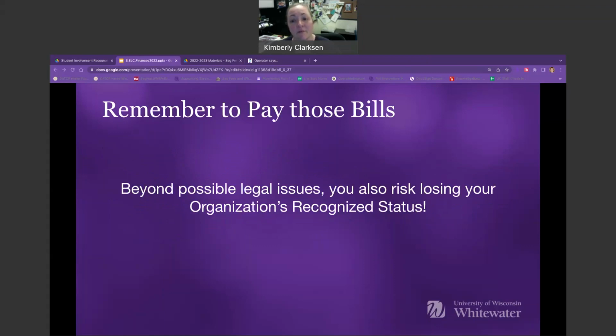Lastly, remember that paying your organization's debts is an important part of remaining in good standing as an organization. By not paying your bills, your members not only risk liability issues, legal issues, but you also risk the recognized status of your organization.